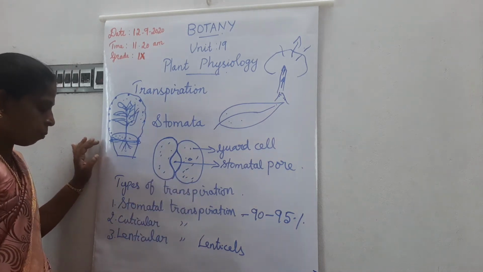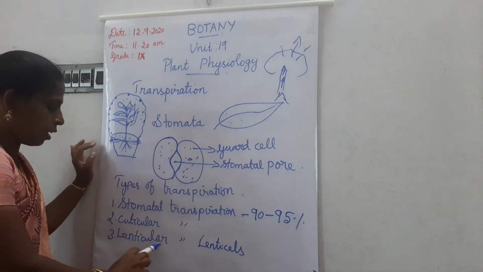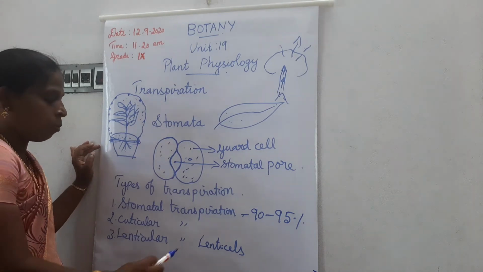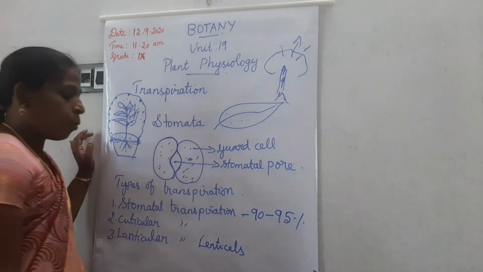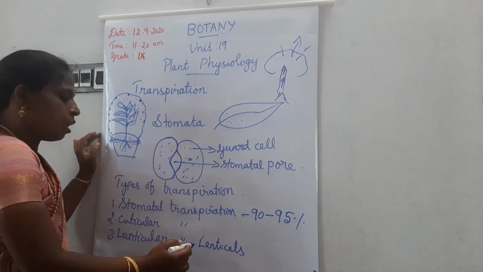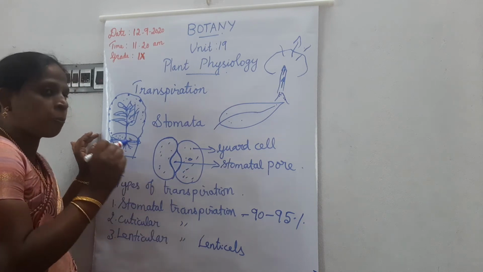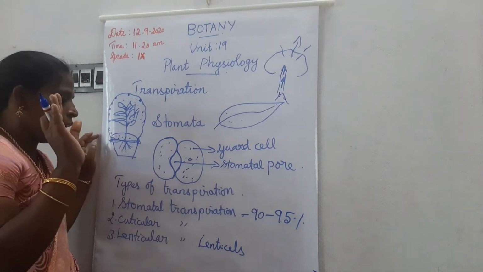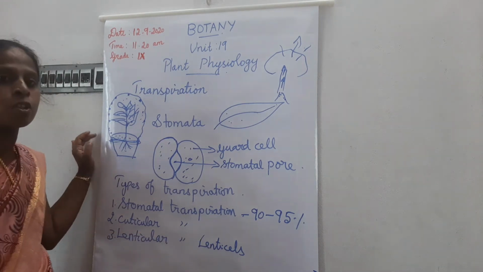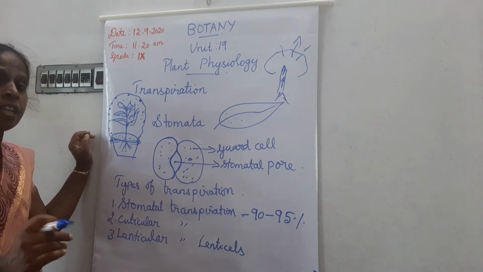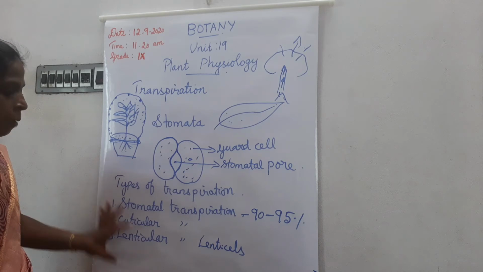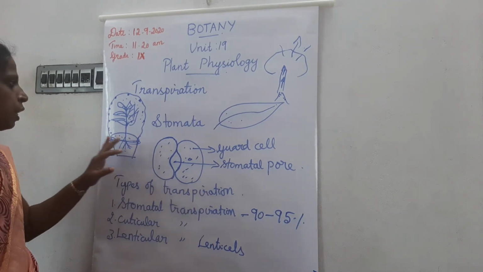Then lenticular transpiration. This type of transpiration takes place through the lenticels present in the plant body. What are lenticels? Minute pores present in the bark or twigs of trees. The lenticels are small minute pores that protrude outside through the bark. Through the lenticels also the water may evaporate, but it is very less when compared with the first two types. So these are the types of transpiration.